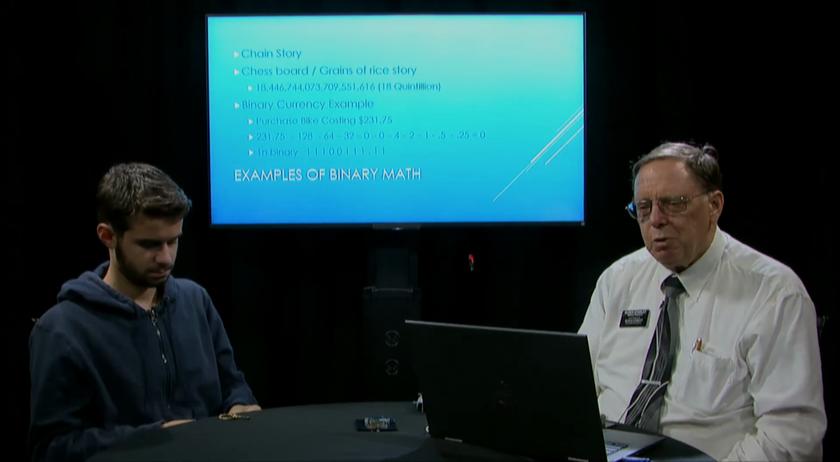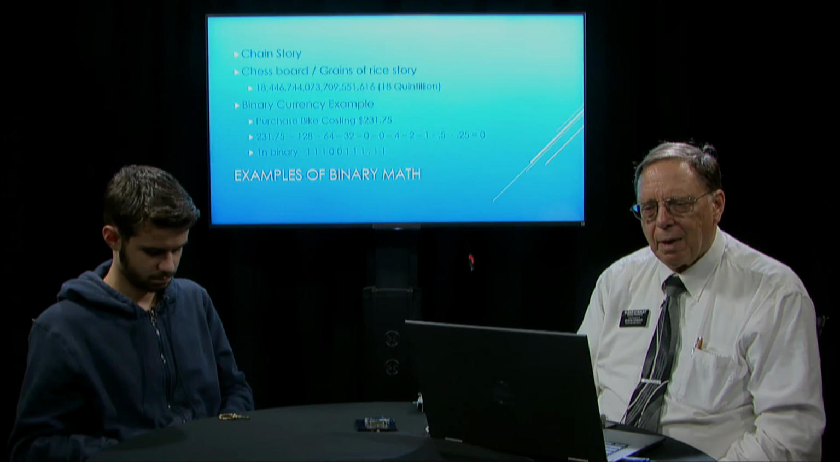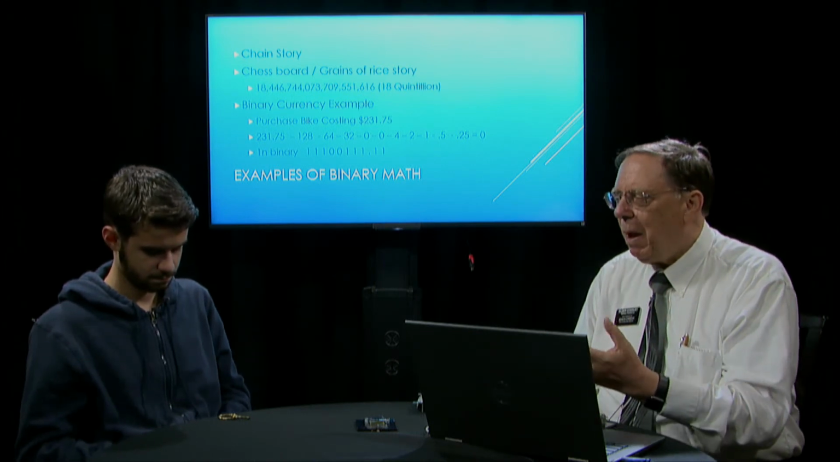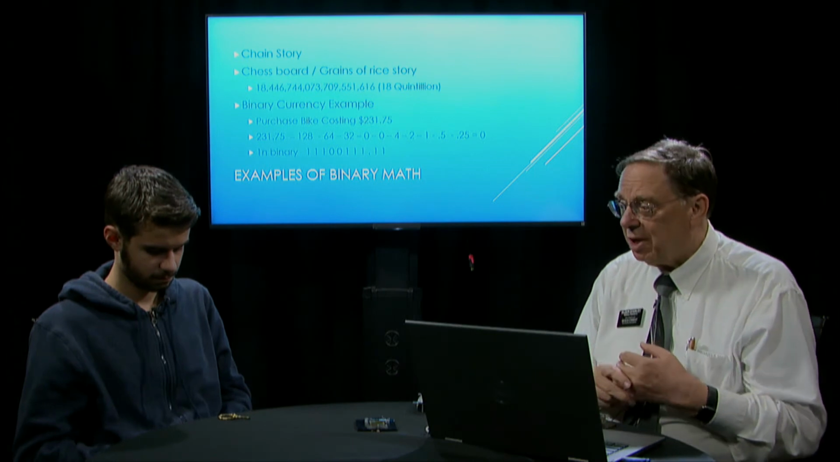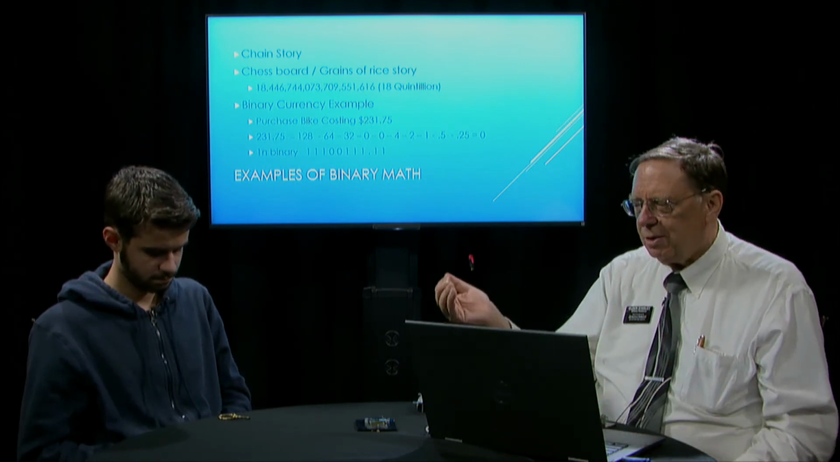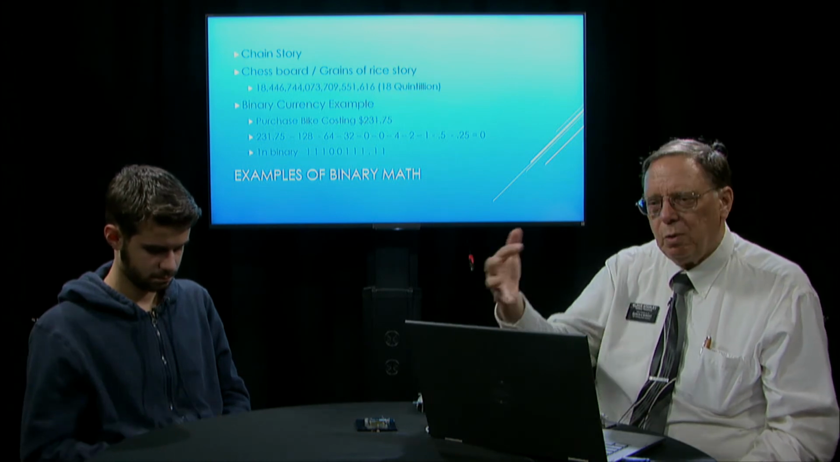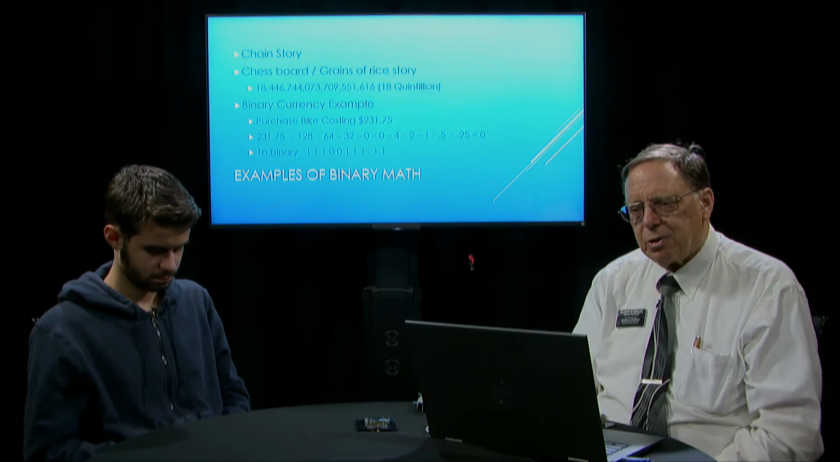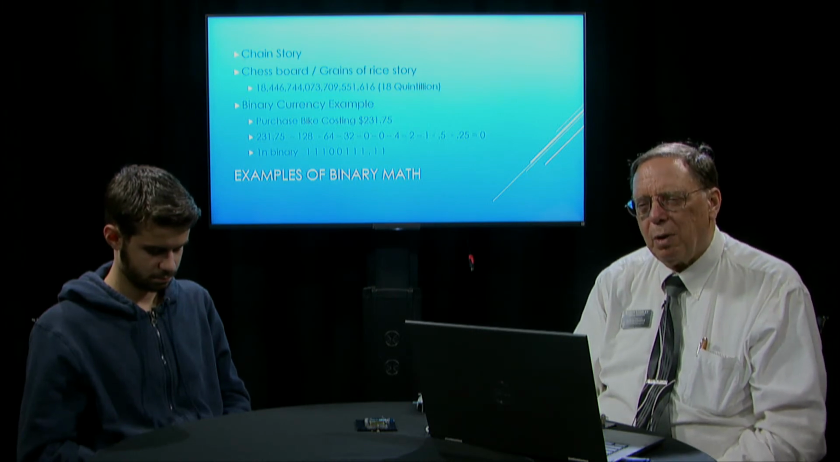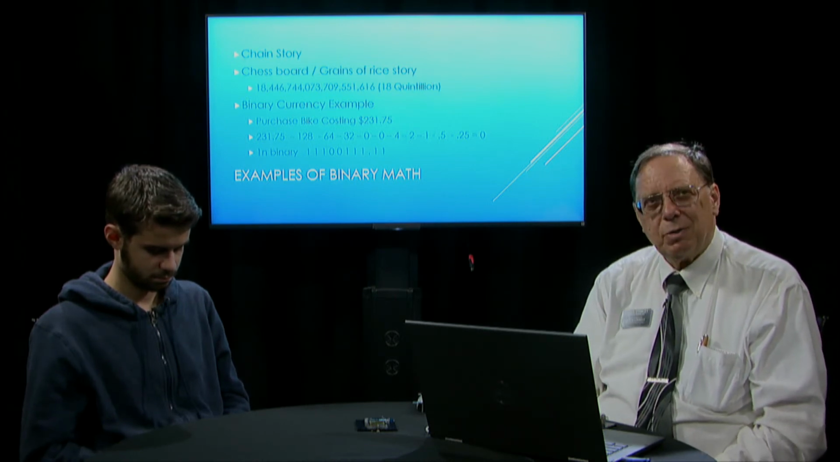And we've been able to use a binary system to make numbers from 0 to 7 with binary digits of 1, 2, and 4. It's another story I wanted to tell that just illustrates how binary math works. This is called the grains of rice on the chessboard story.